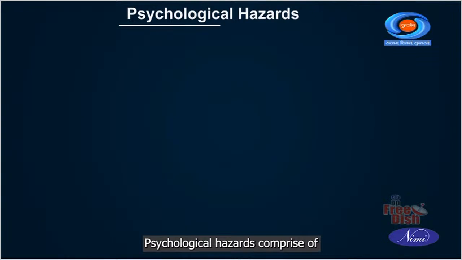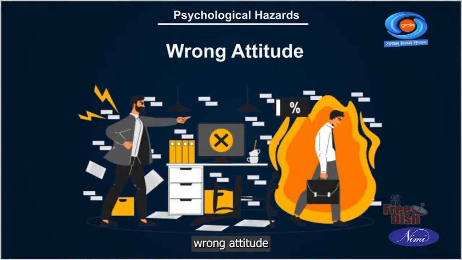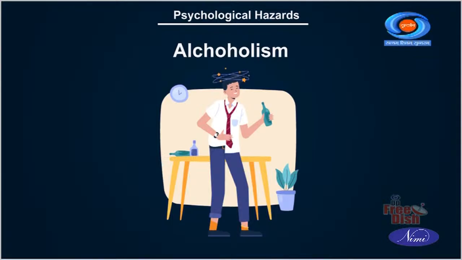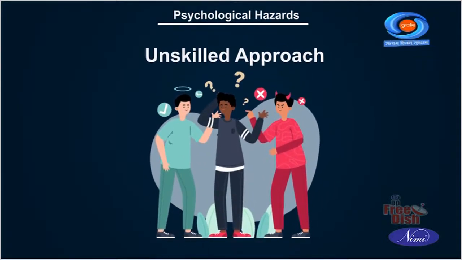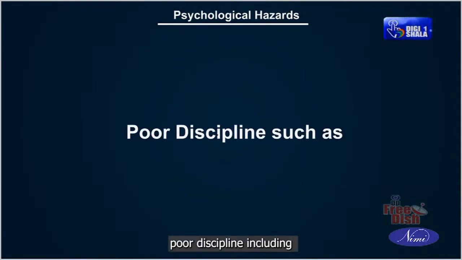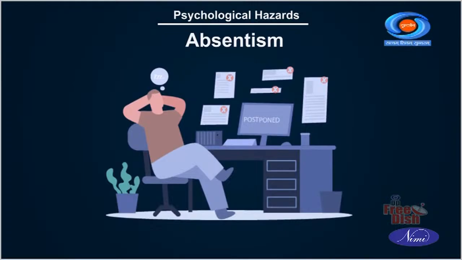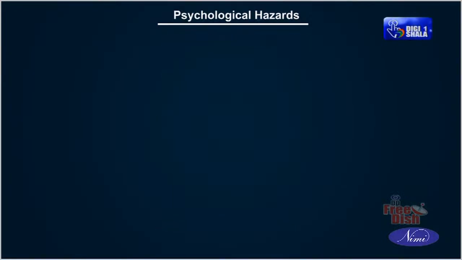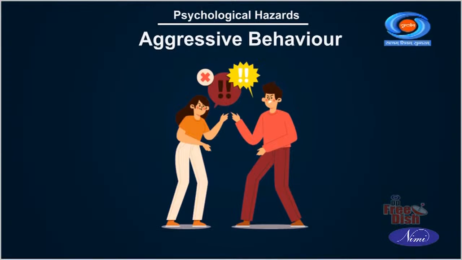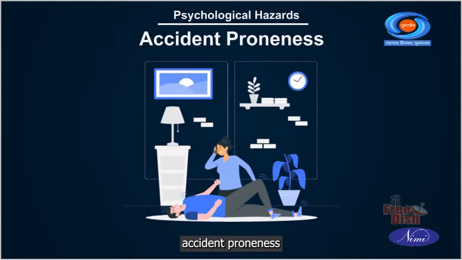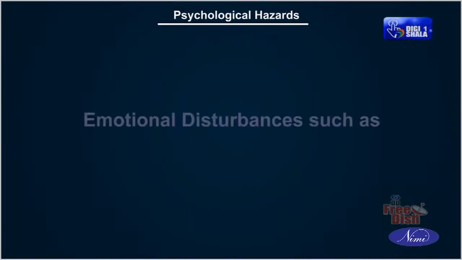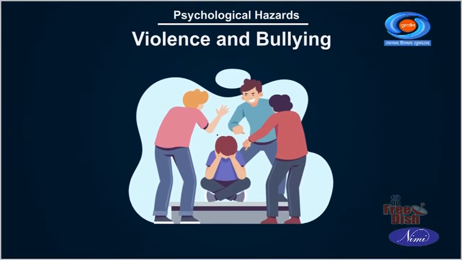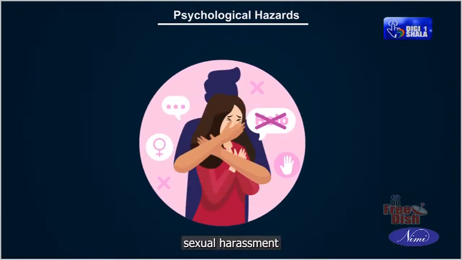Psychological hazards comprise of wrong attitude, smoking, alcoholism, unskilled approach, poor discipline including absenteeism, insubordination, aggressive behavior, accident proneness, emotional disturbances such as violence and bullying, sexual harassment.